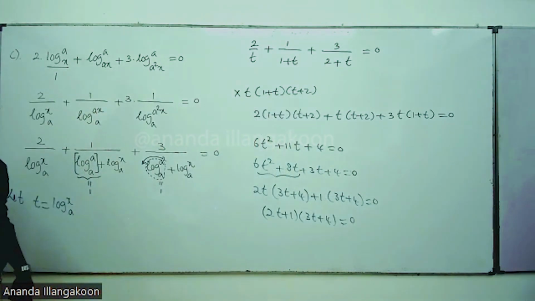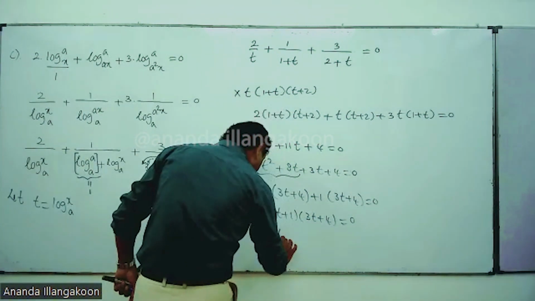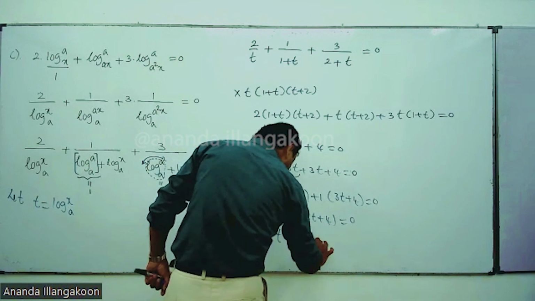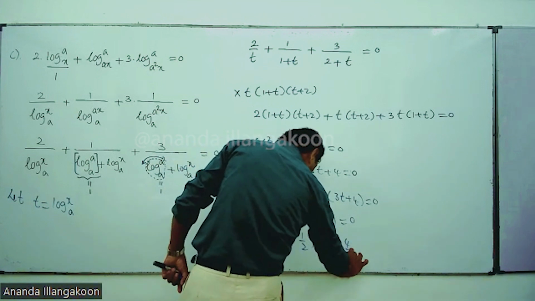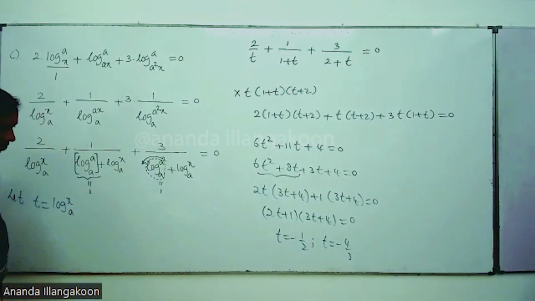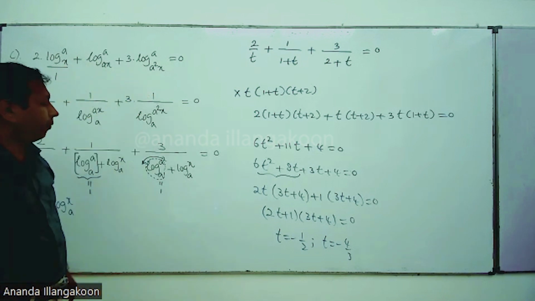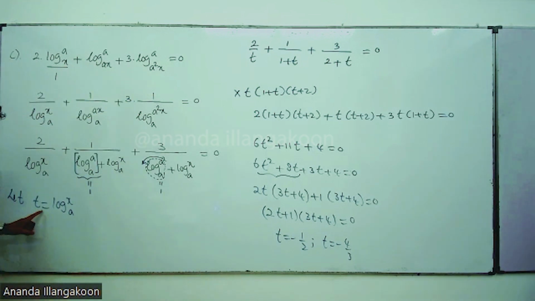By this, you can take two answers for t. t is minus half. t is minus 4 by 3. This way, there are two answers. Finding this t is not our final answer. We must find its unknown, x. x should be found. To find this x, we use what? This relation. We use this relation.